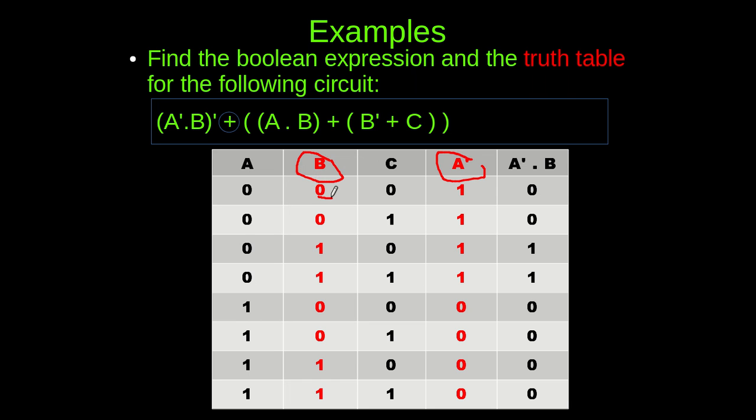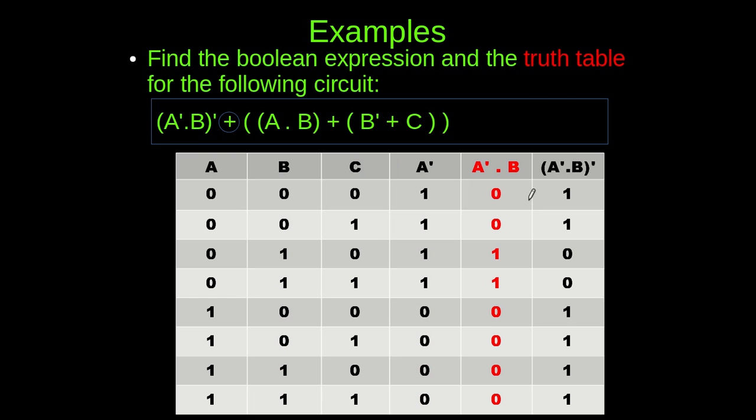So this is going to give me what? 0 and 0 is 0. 0 and 1 is 0. 0 and 1 is 0. 1 and 1 is 1. 1 and 1 is 1. 0 and 0 is 0. So these are the possible outputs. Now I find the NOT, which is the inverse of this, so 0, 1, 1, 1, 0, 1, 0, 0, 1, 0, 1, 0, 1, 0, 1.